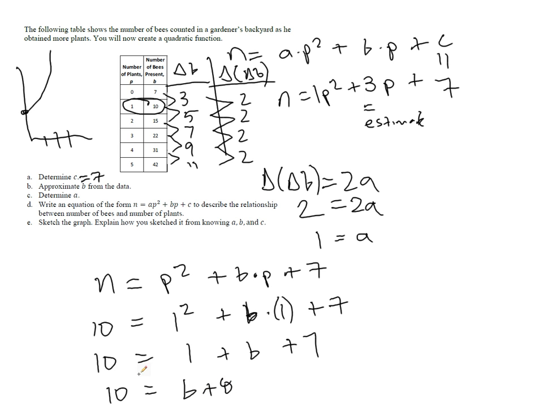This is a basic linear equation to solve. We've combined similar terms, and if I subtract 8, I get that B is equal to 2. As a matter of fact, our estimate was close, but no cigar. We weren't exactly there. If we use B equals 2, we should be able to predict these outputs exactly. So the exact equation would be p squared plus 2p plus 7.